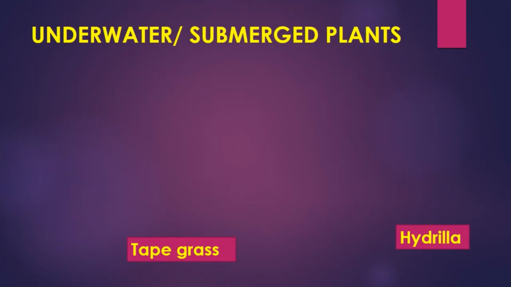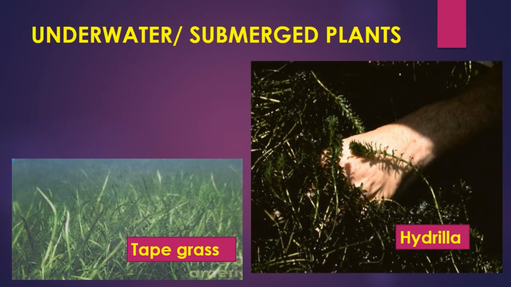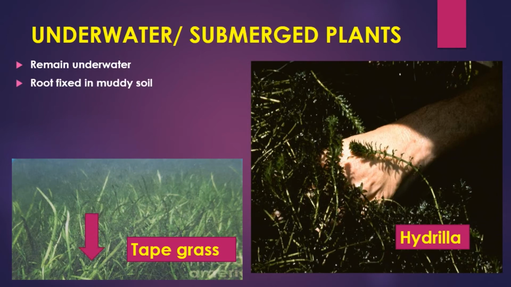Now let's see the underwater or submerged plants. The examples are tape grass and hydrilla. Now these plants remain completely inside the water. They remain underwater. Their roots are fixed in the muddy soil. As you can see in the case of tape grass, the roots are fixed in the muddy soil.